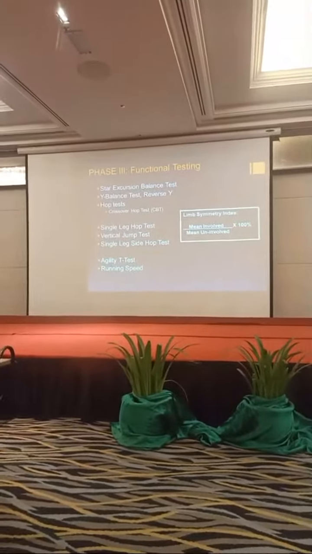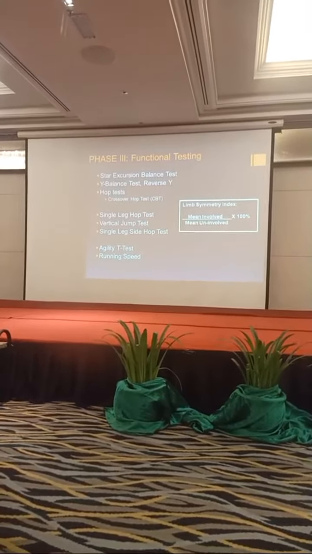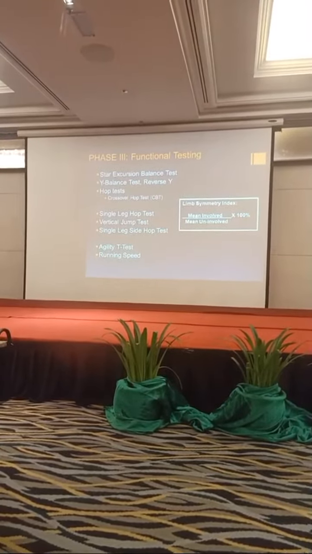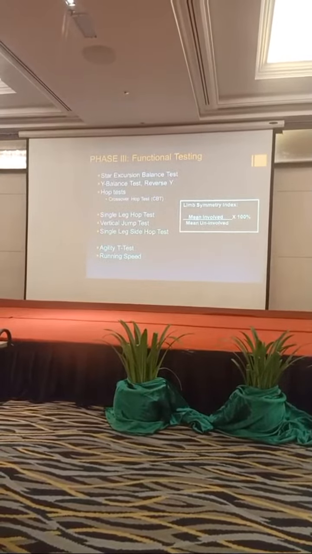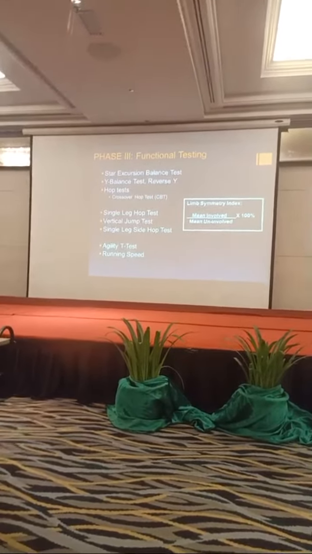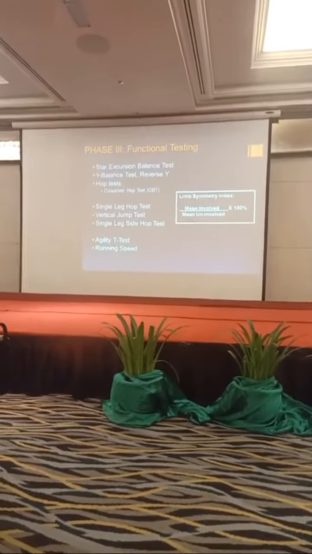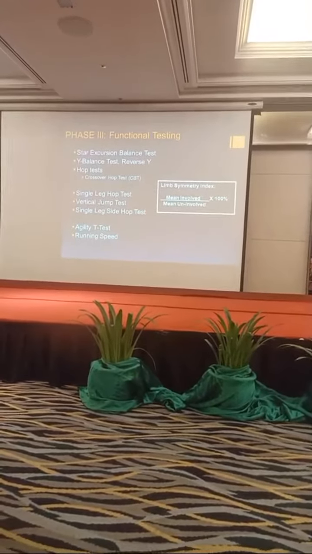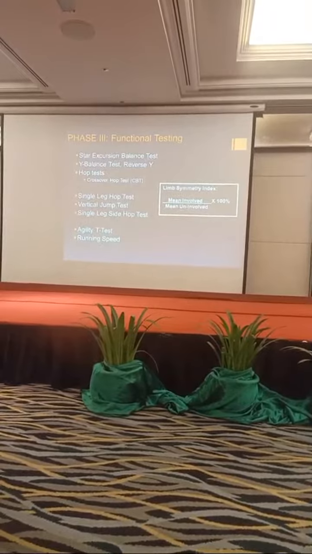Now in phase 3 there's a lot of functional testing involved. By this point you're not doing range of motion testing and all that anymore. By this point you're doing functional testing. So these are the types of tests that you want to use. Now just now I talked about LSI, limb symmetry index. We want to get at least 90% and above before you can kick the patient out. So this is what we mean by LSI. Okay? So all these tests mainly we're comparing the good leg to the bad leg.